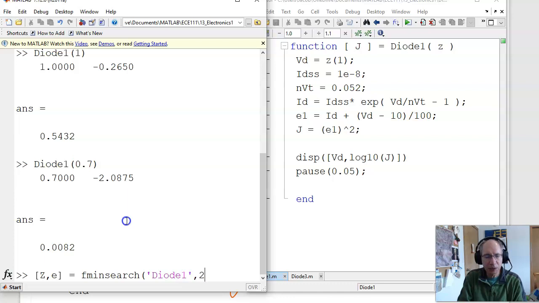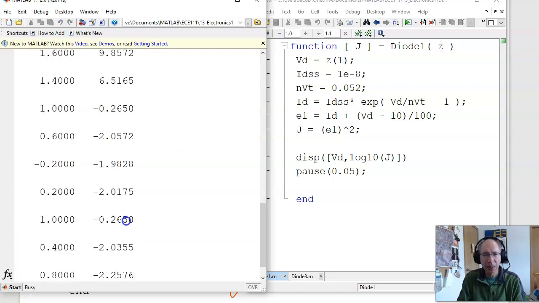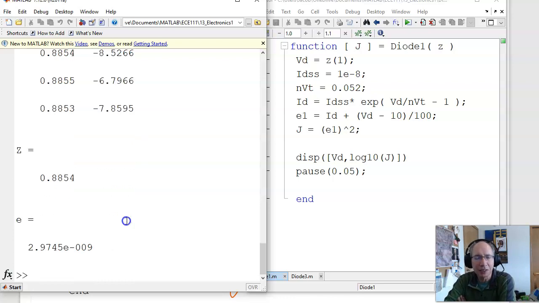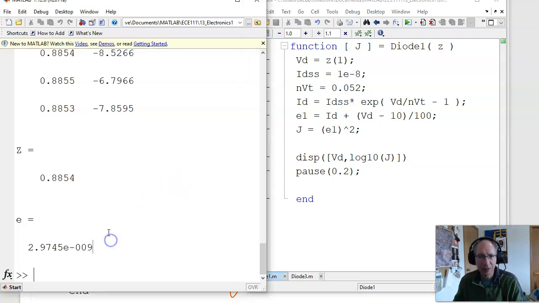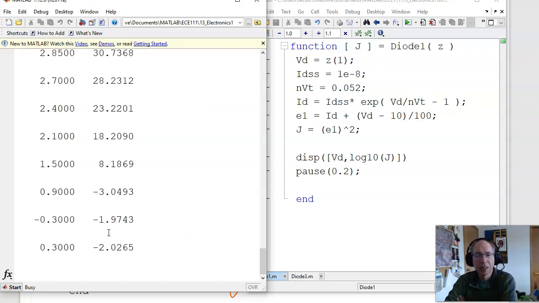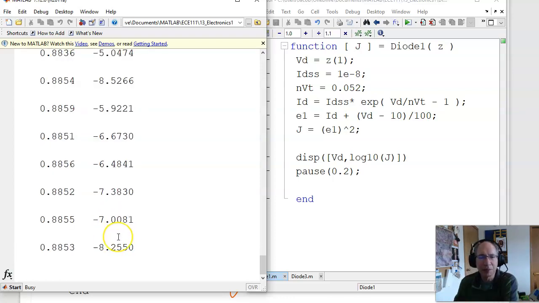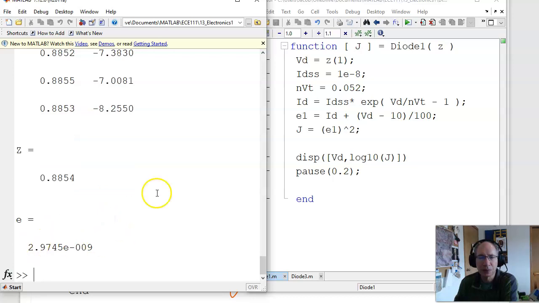I want to minimize this function, and there's my initial guess. And what it does, it guesses. It eventually says, there's my answer. 0.8854 volts, and there's the sum squared error, 2.9 times 10 to the minus 9. Not exactly 0, but pretty close. And tell you what, let's slow this down just so you can watch it. Give it a different initial guess, like 3 volts. It's guessing, trying to make the right-hand column as negative as possible. Voila, there's your answer.